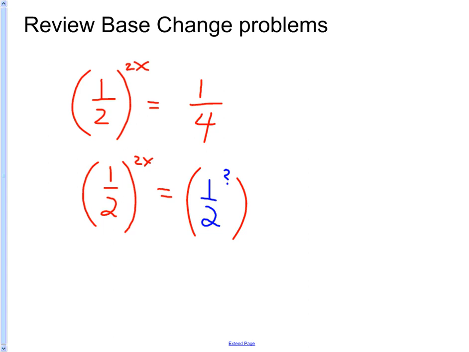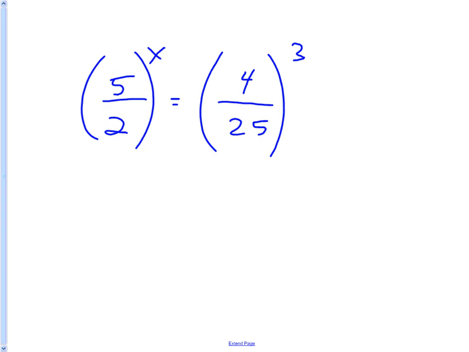And what is it? 1/2 to the what is 1/4? Squared. 1/2 to the 2. All right. So then you're left with that equals that. 2x equals 2 and x equals 1. Raise your hand if you had it right. Good. Okay. I think you guys are awesome at those. Let's see if you can handle that one.